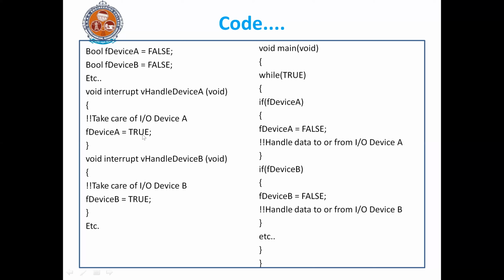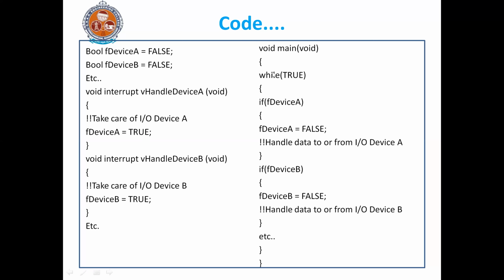If it is set to true, it indicates that device A requires the service. Similarly, for device B you should write the interrupt routine in the same way: void interrupt, handle device B. Here we take care of IO device B, and what we are doing is setting the F device B flag to true. Whichever flag is true, that particular device requires the service.